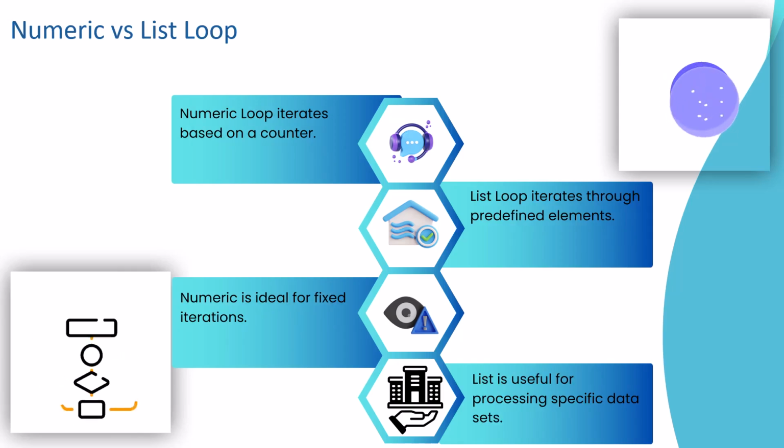Numeric loop runs on a fixed count. Think of a countdown timer. List loop, on the other hand, works through specific items, like checking off tasks on a list. Choosing between them is like deciding between counting steps or following a playlist. You pick what suits the scenario.